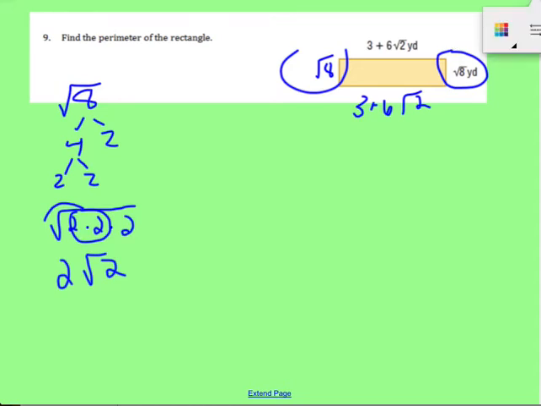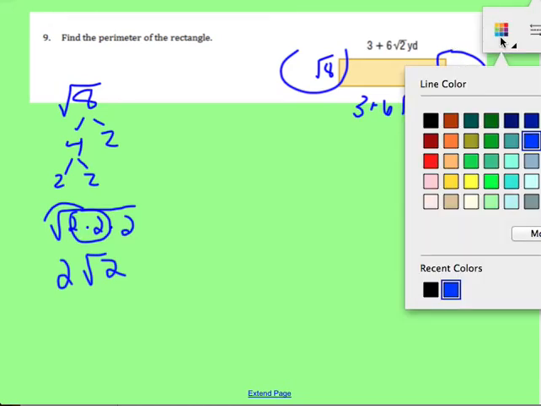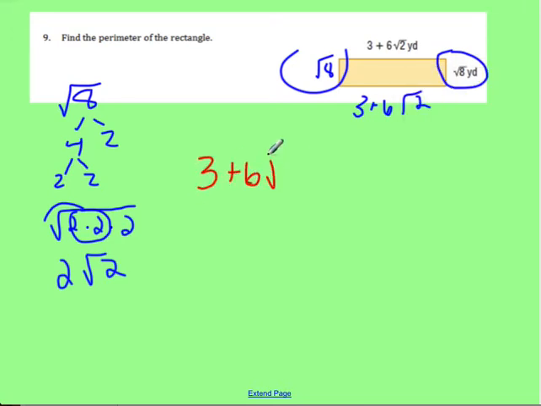So to calculate out the perimeter, I need to add all of the sides together. So I'm going to do 3 plus 6 square root of 2. And then for the square root of 8, use 2 square root of 2, plus 3 plus 6 square root of 2.